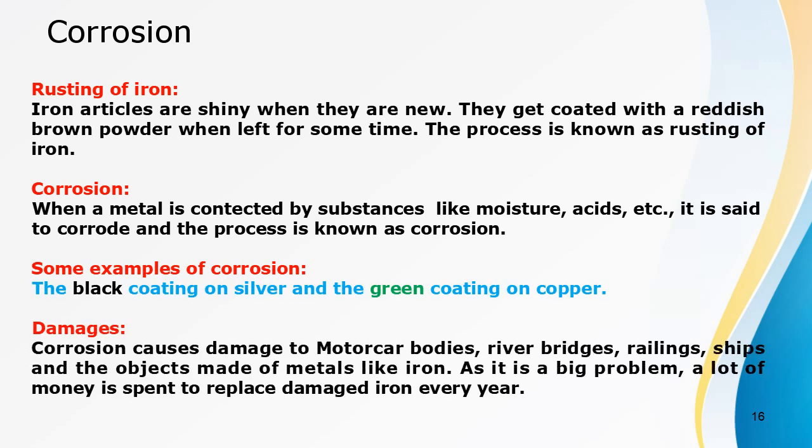Rusting of iron. Iron particles are shiny when they are new. They get coated with a reddish brown powder when left for some time. The process is known as rusting of iron.